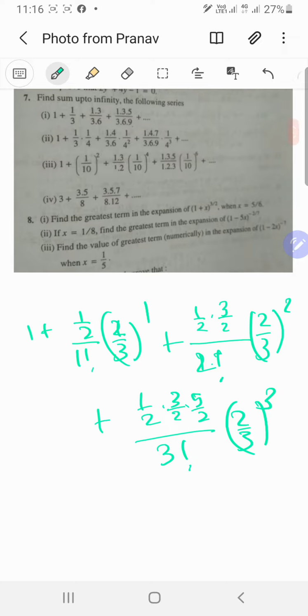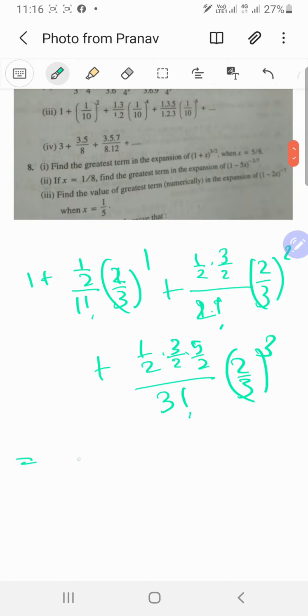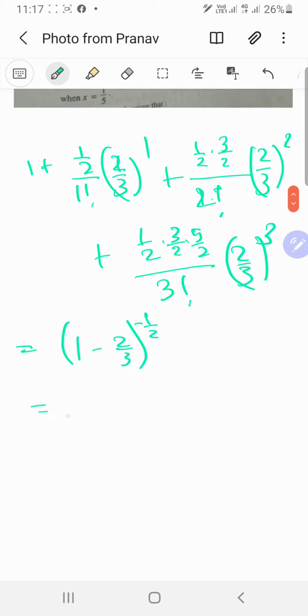So yeah, this was easy. So this is going to be 1 minus 2 by 3 raised to the, I think, negative 1 by 2 power, right? So that's going to work. Yeah, that definitely works. So this is going to be equal to 1 by 3 raised to the negative 1 by 2 power, which is 3 raised to the 1 by 2 power, which is square root 3. So yeah, that was nice.